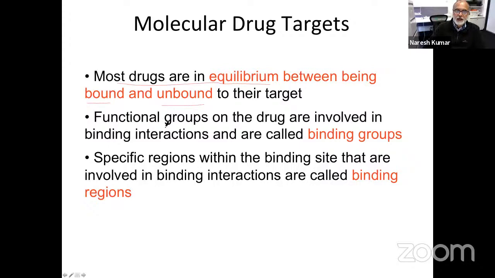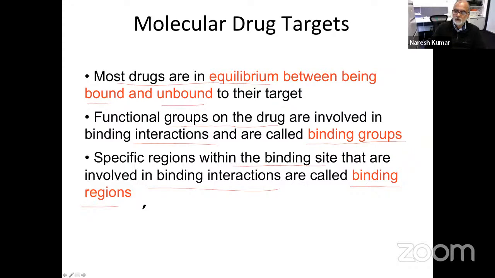And the functional groups present in the drugs are typically involved in binding interactions. These groups are called binding groups. The drugs are going to have a nitrogen-containing group, an oxygen-containing group, or a sulfur-containing group, which is going to help the drug bind to the target. Specific regions within the binding sites that are involved in binding interactions are called binding regions. So the groups in the drugs are called binding groups, while the regions within the biomolecules, the proteins and the enzymes, are called binding regions. That's where the molecule binds.